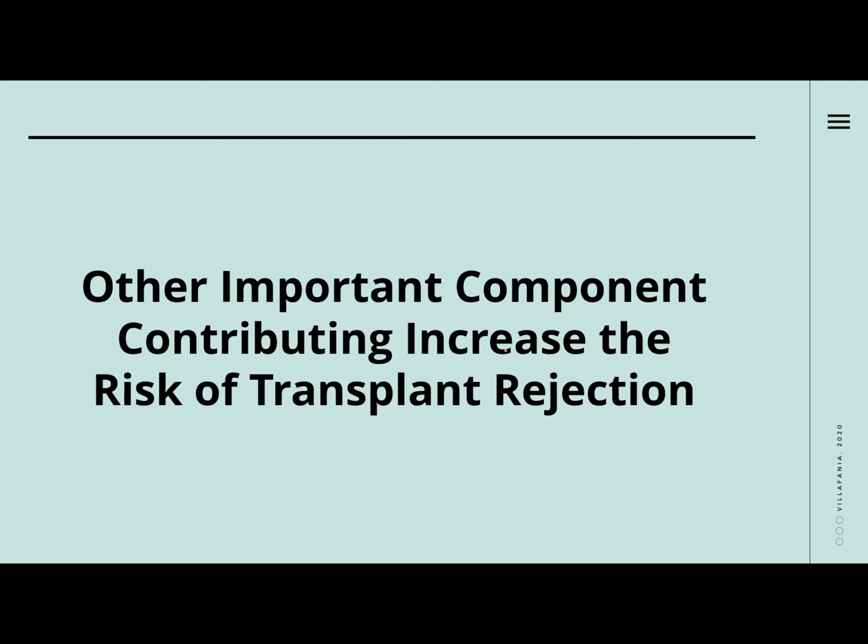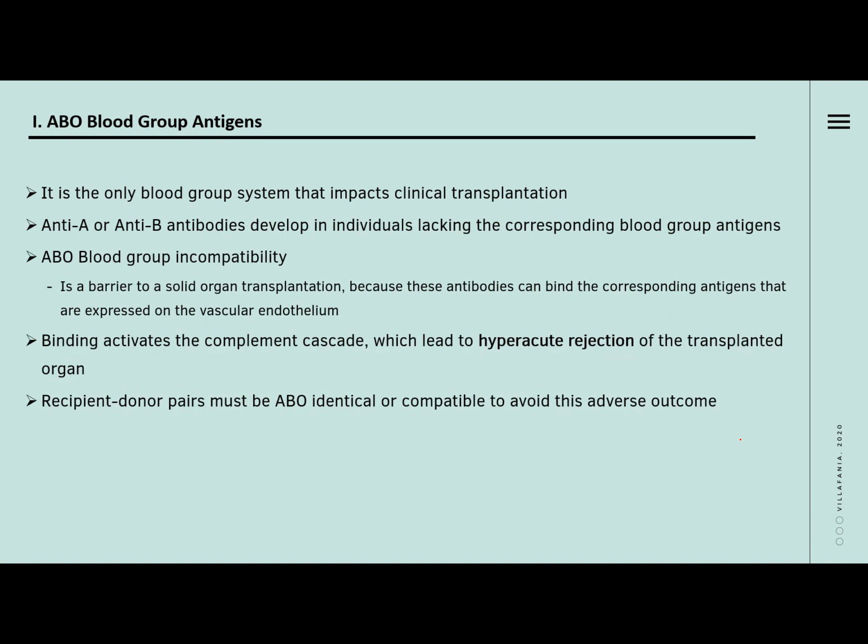Now, other important components contributing to the increased risk of transplant rejection. So, merong mga iba pang components aside from allorecognition. You also have to consider yung ABO blood group antigens. This is the only blood group system that impacts clinical transplantation. Anti-A or anti-B antibodies develop in individuals lacking the corresponding blood group antigens.